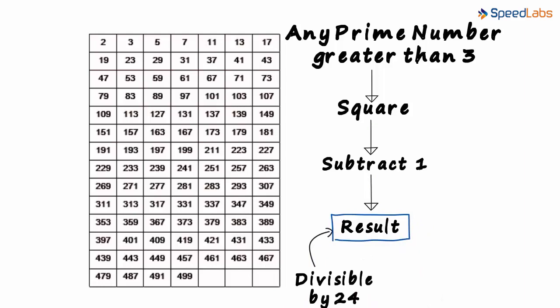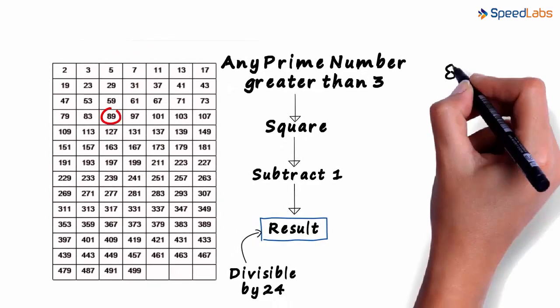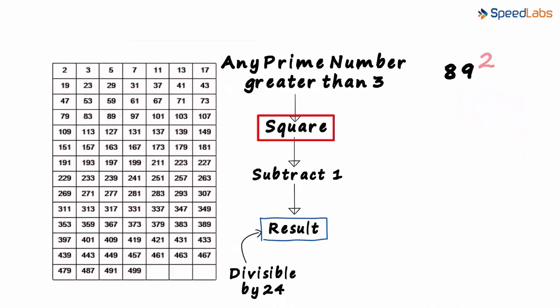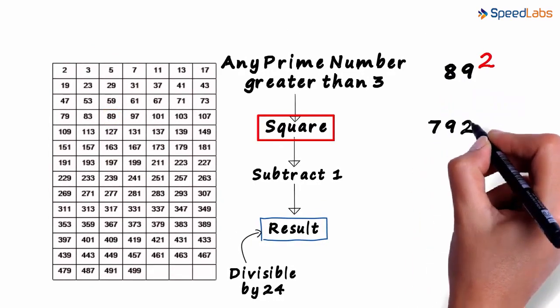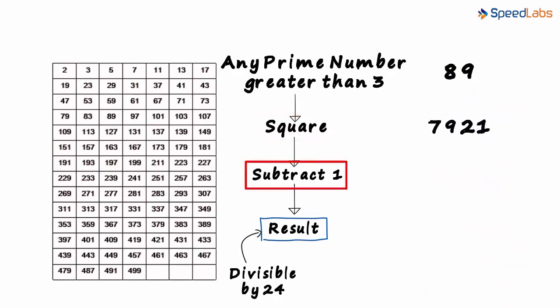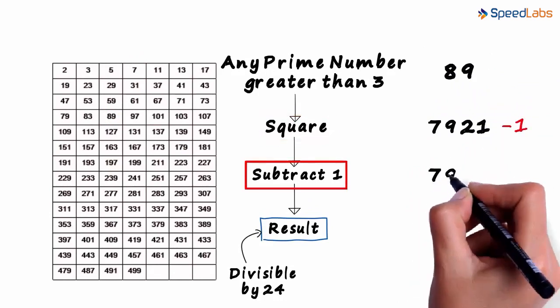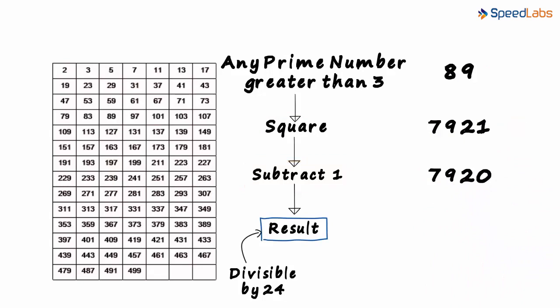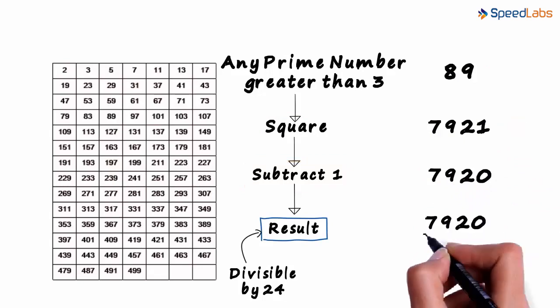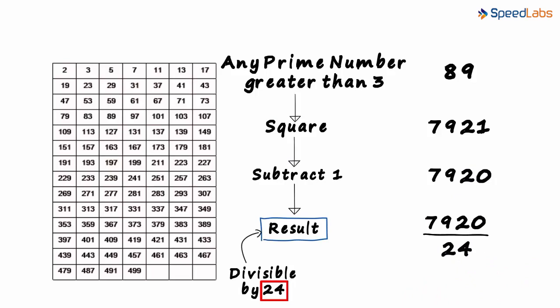True, isn't it? Let's say you chose 89. Squaring 89 would give you 7,921. Subtracting 1 from this would give you 7,920. Dividing 7,920 by 24, we get no remainder. We get the quotient as 330.